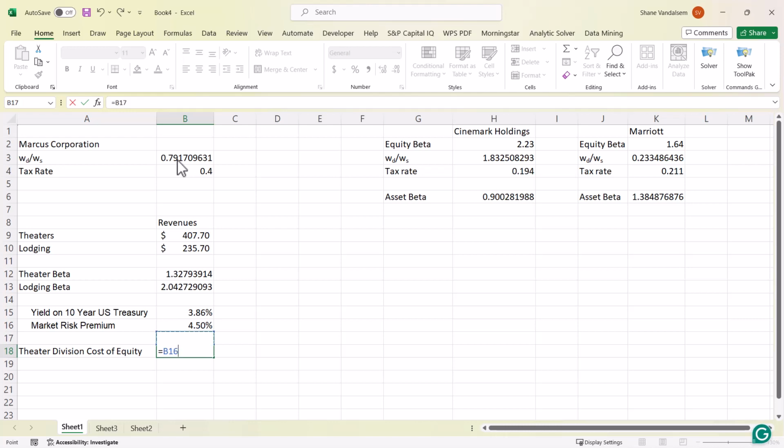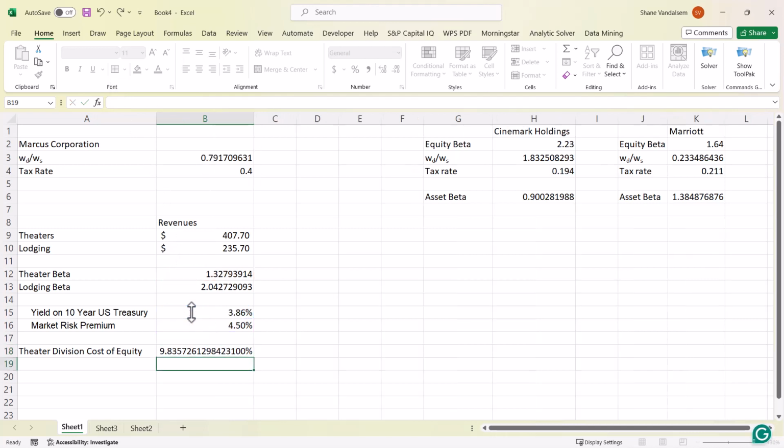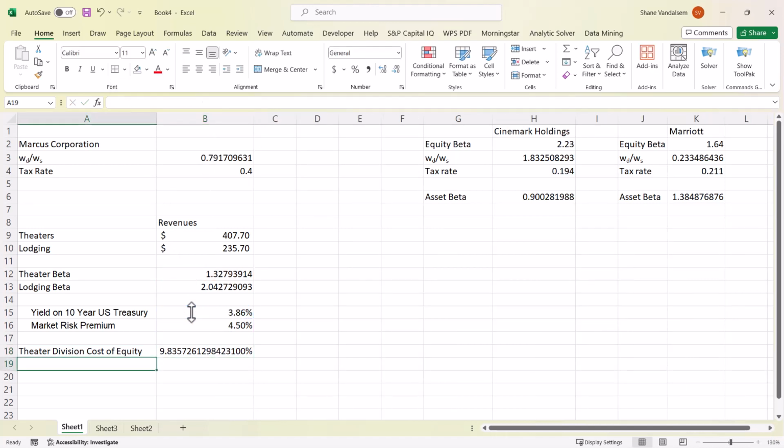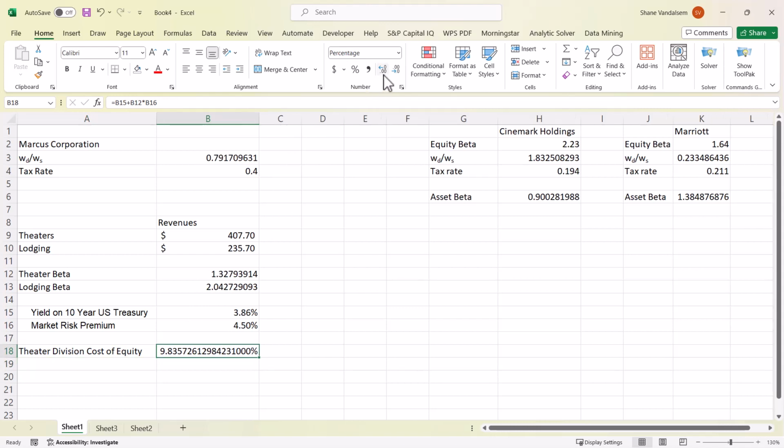risk-free rate, so that's the yield on the 10-year U.S. Treasury, plus the beta, multiplied by the market risk premium. And so we get a cost of equity for the theater division of 9.84%.